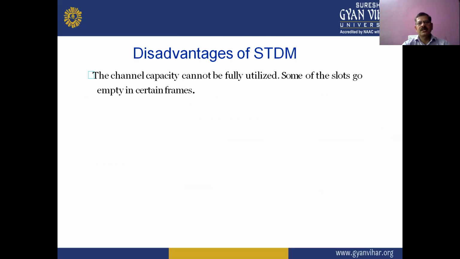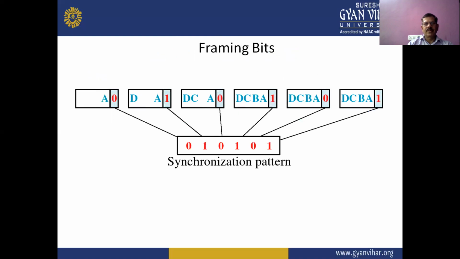What is the disadvantage of STDM? In STDM, the channel capacity cannot be fully utilized, because some of the slots go empty in certain frames. So this is the disadvantage of the STDM system. This figure shows the framing of bits, the synchronization pattern of the framing bits.